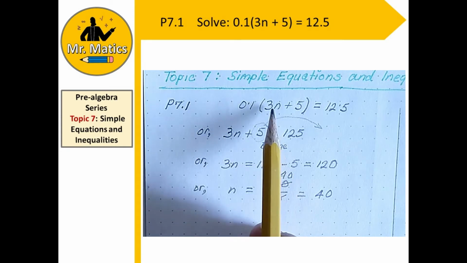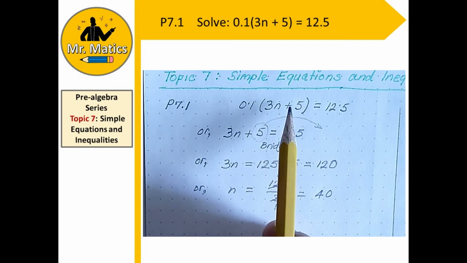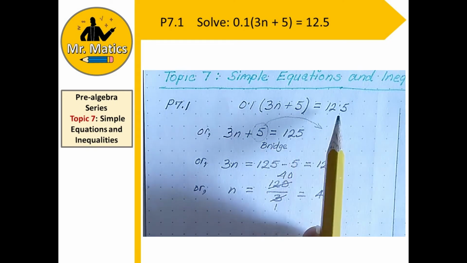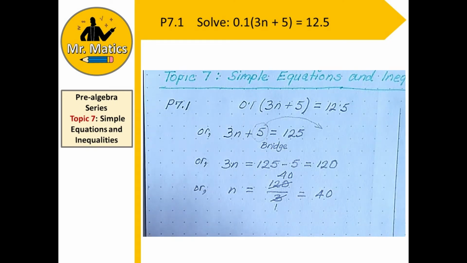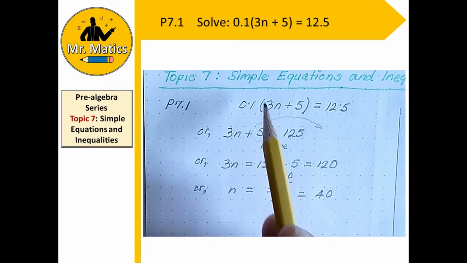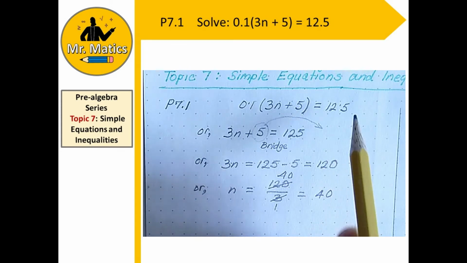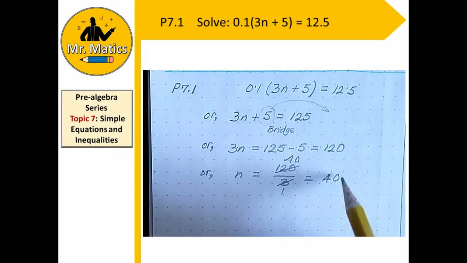Put this back here. So this is 0.1 times 120 plus 5, which is 125. So 0.1 times 125 is 12.5. So the answer matches. This is always a good practice, to take your answer and put it back in the equation and see if it works. And in this case it does. So this is our solution.